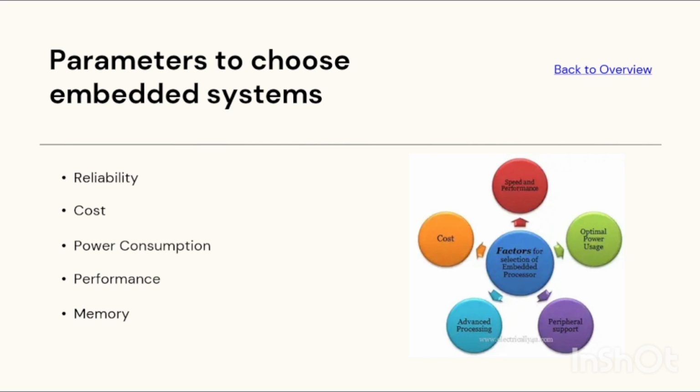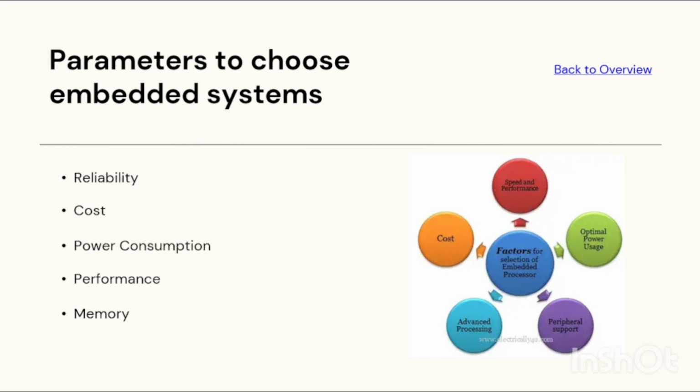Cost is a main thing, because whether the product you are designing succeeds or fails depends mainly on cost. The lower the cost, the higher the success rate of the product. And for power consumption, the lower the power consumption, the higher the efficiency of the product. Performance is also required. Memory is also required. On the right side we can see the factors for selection of the embedded processor.